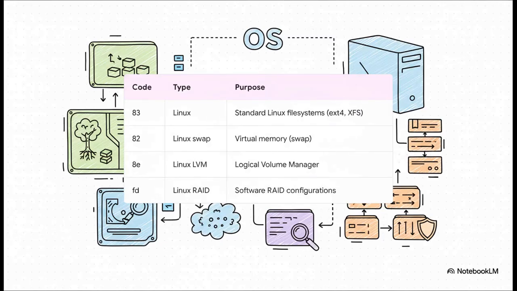Okay, pay attention here, because these codes are super important. When you create a partition, you have to assign it a type code that tells the operating system what it's for. For the LPIC-1 exam, you absolutely positively have to know code 83 for a standard Linux file system and 82 for swap space. The other two, 8E and FD, are for more advanced things like LVM and RAID, which we'll get to in just a minute.